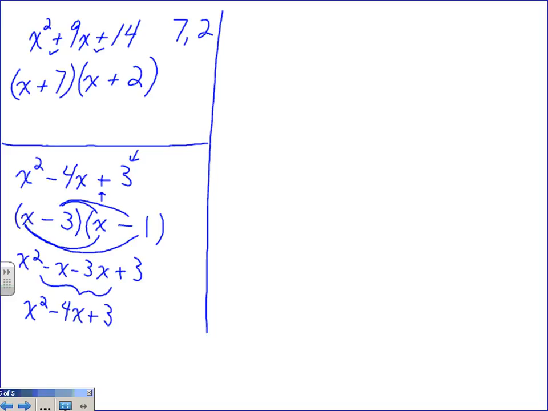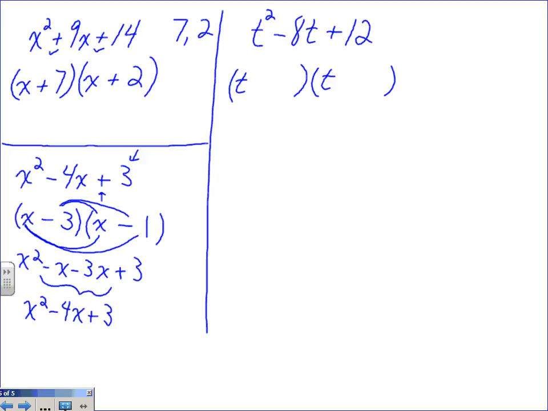Okay, so let's take another example. Let's take t squared minus 8t plus 12. What two numbers multiplied together? Well, first of all, let's put our two parentheses here. And then for t squared, it's going to be t and t, because t times t is t squared. Now let's worry about the 12.